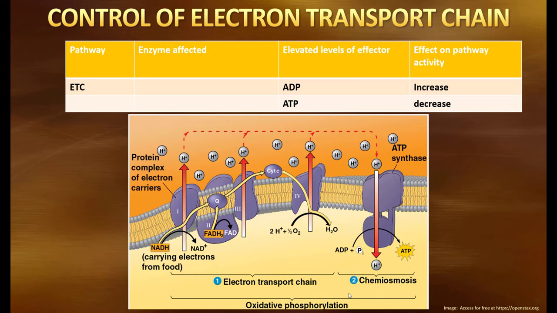So it makes sense that as we build up ATP in the cell, it will tend to decrease the enzymes that work in the electron transport chain. And if ADP builds up, it will increase the activity of those enzymes in that pathway. So the general idea is that as products build up, we tend to decrease enzyme activity, and as reactants build up, we tend to increase activity. That completes our section on the control of cellular respiration.